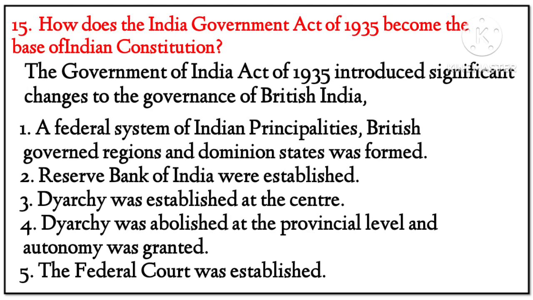15th question. How did the Government of India Act of 1935 become the base of the Indian Constitution? Answer. The Government of India Act 1935 introduced significant changes to the governance of British India. First, a federal system of the Indian principalities, British governed regions and dominion status was formed. The Reserve Bank of India was established. Diarchy was established at the center. Diarchy was abolished at the provincial level and autonomy was granted. The federal court was established.